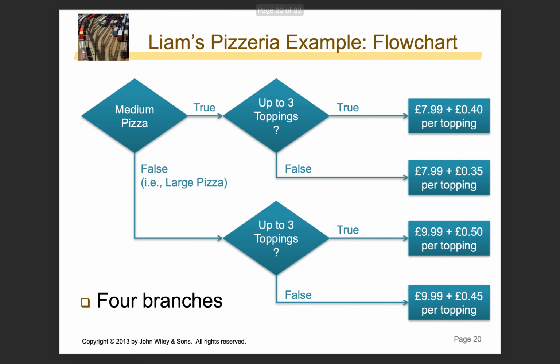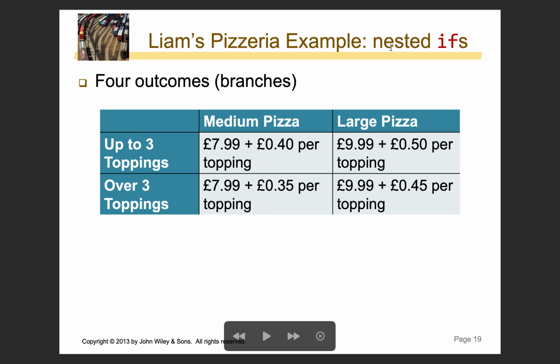So here is the example in a flowchart. Did they ask for a medium pizza? If that's true, then we move on to how many toppings they have. If they've got up to 3 toppings, if that's true, then we charge them this amount. If it's false, we charge them slightly less. If they didn't want a medium pizza, that means they wanted a large pizza. And again, we ask them about their toppings. Did they order up to 3 toppings? Yes, then this is how much we charge them. If that's false, then we charge them a different price. So have a little pause of the video, run through this, and make sure it aligns with what you expected to happen looking at this table.